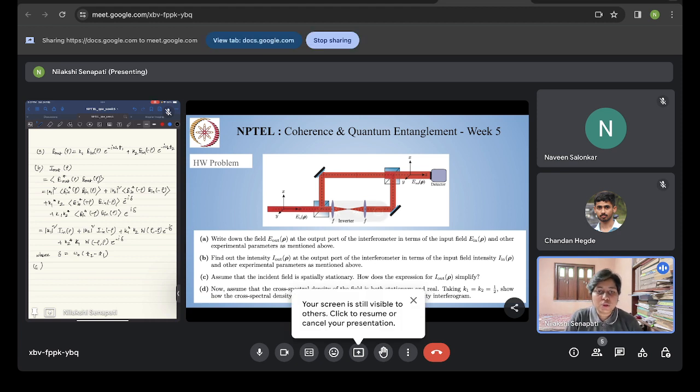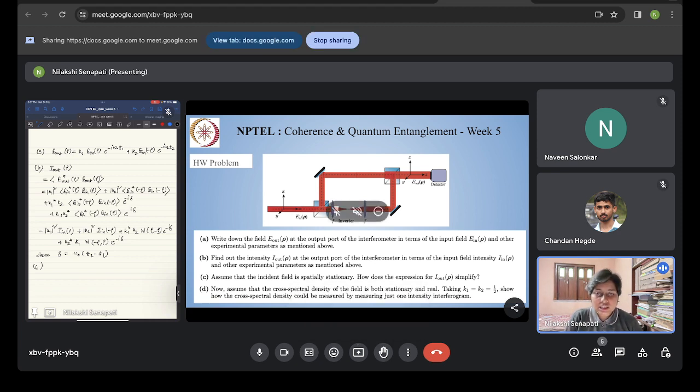So now let us move towards C. It says assume that the incident field is spatially stationary. How does the expression for I out rho simplify? If the field is stationary, W rho minus rho will just become a function of delta rho. So what is delta rho? Delta rho is nothing but rho 2 minus rho 1, or rho 1 minus rho 2, it is a modulus so it does not matter. So you can take rho 2 minus rho 1. Now one is rho and the other is minus rho, which will give you 2 rho.